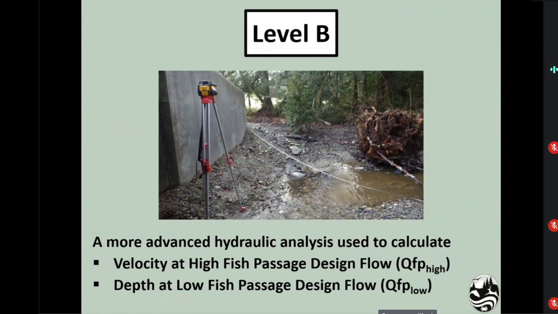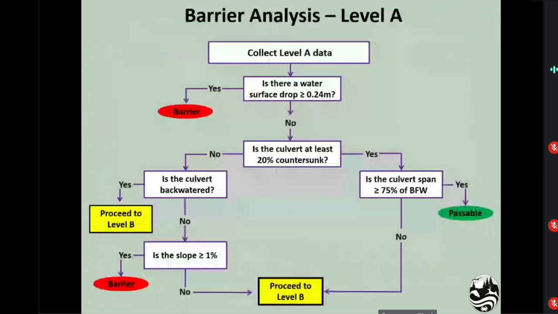But that decision tree, I'm going to go back to that. Let's be patient. I'm going to find it here. Here it is. Hopefully you're seeing barrier analysis level A. You see the yellow boxes here, proceed to level B. Those are the cases where we need to do a level B. And that's, shooting from the hip, loosely speaking, about a third of the sites, maybe half of the sites, where we'll say proceed to level B.